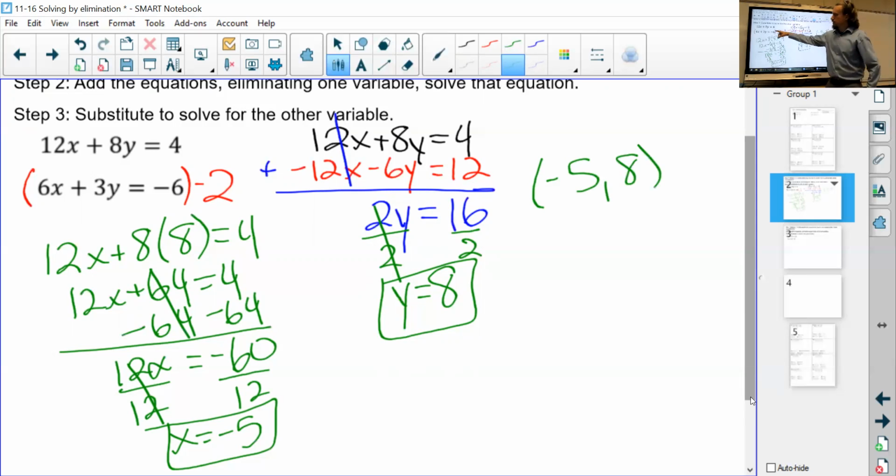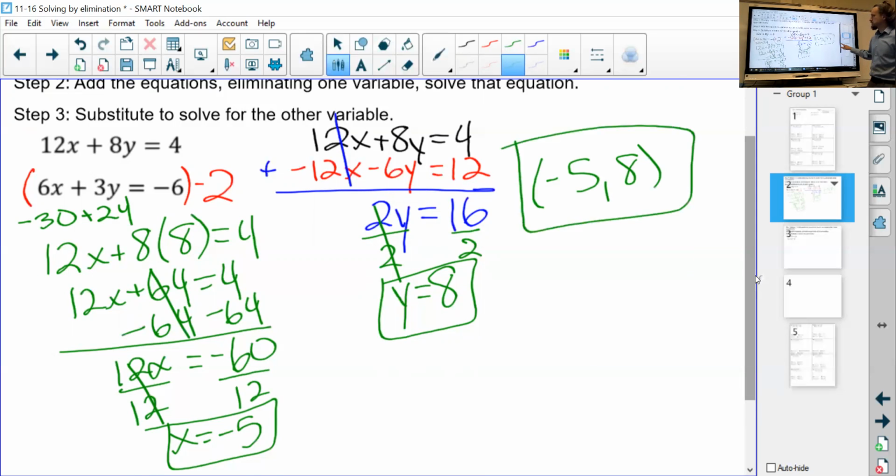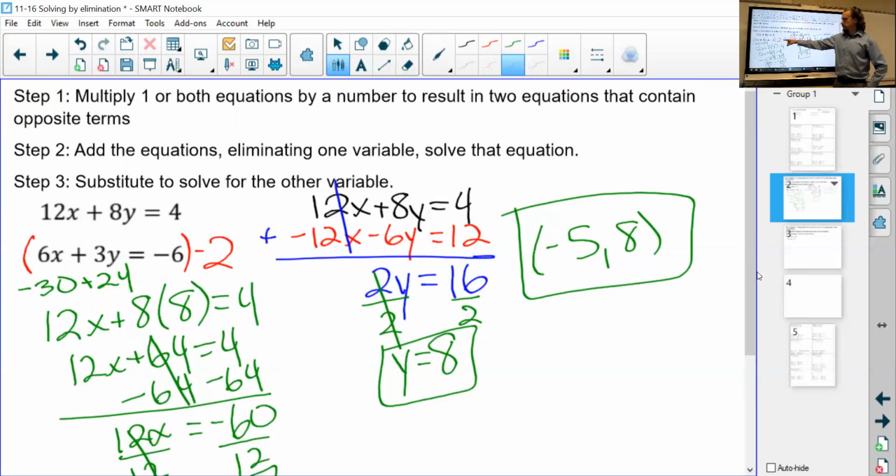We could check that if we put it into our bottom equation. So negative 5 times 6 is negative 30. 3 times 8 is 24. And we can see negative 30 plus 24 is negative 6. That checks out. This is our final answer. Okay, so 3 steps. Multiply one of your equations by some number so we can actually eliminate. Add the equations together to do the actual elimination part, and then solve for one variable. And then take that answer, substitute it back to solve for the second. Okay? Might seem like a lot once you get into it, hopefully not too bad.